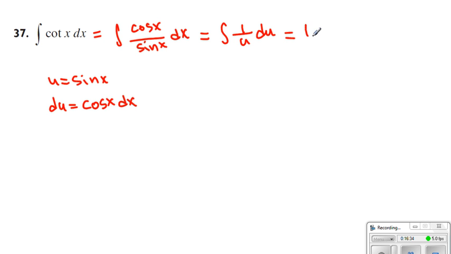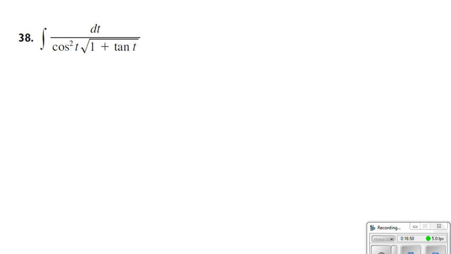which ends up in ln of u plus c. Now, u in this case was sine x plus c. So due to the potential negative values of sine of x, we put the absolute value to prevent that. Alright, let us look at number 38.